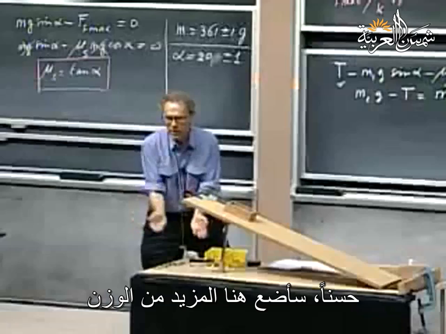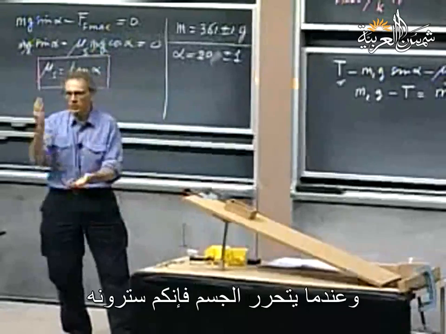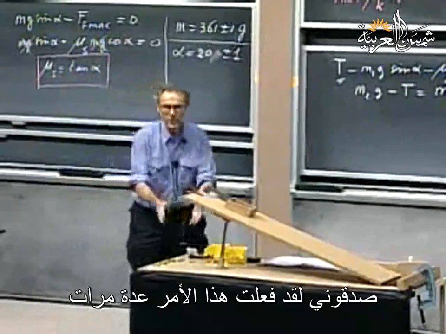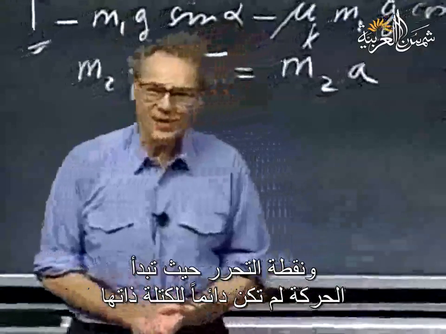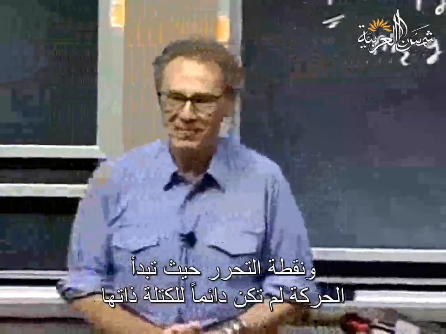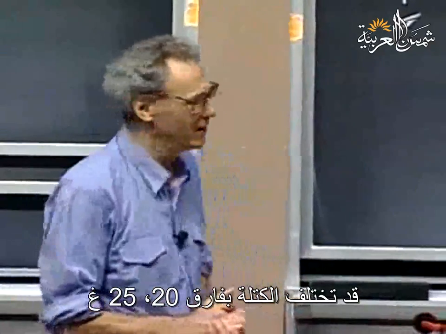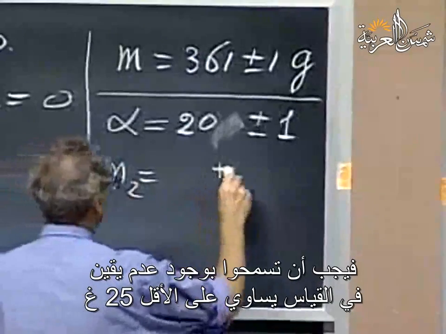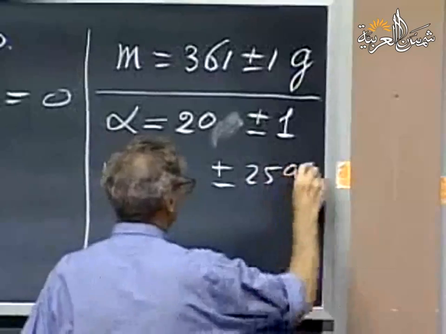Okay, I'm going to load here more weight, more mass, I should say, at M2, and I'll give you the numbers, and when it breaks loose, you will see it, I'll give you the number. Now, I've done this many times, believe me, and the breaking point is not always at the same mass. The mass could differ by 20, 25 grams easily. So whatever number we're going to find for M2, you should at least allow an uncertainty of about something like 25 grams.